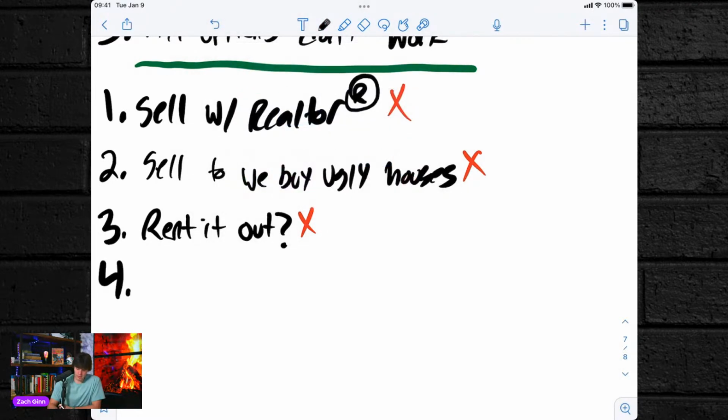How about number 4? This is a good one. Why don't you do a short sale? Oh, what's a short sale? A short sale is basically when you go to the bank and you admit that you're underwater and you just kind of sell it and get out of it.